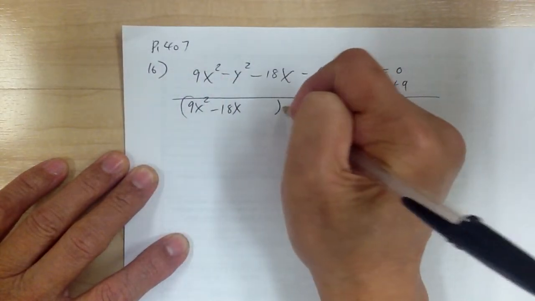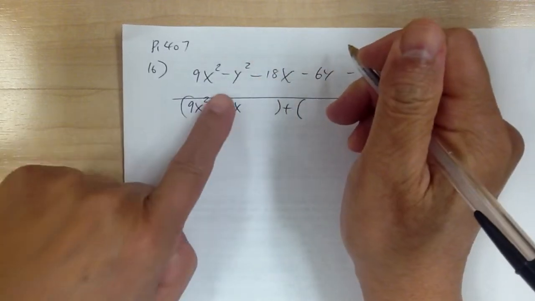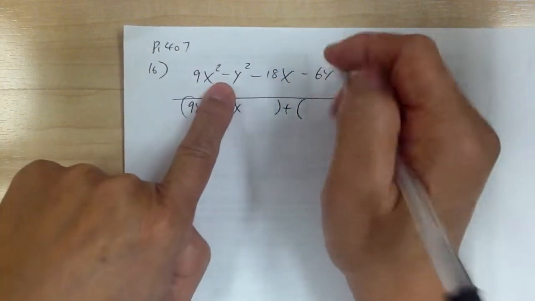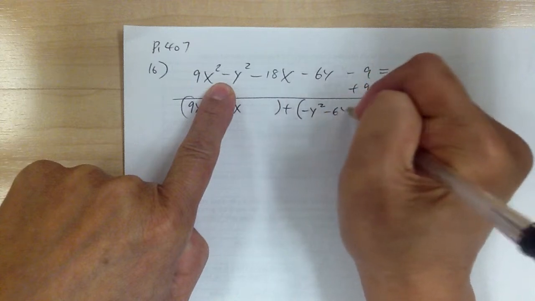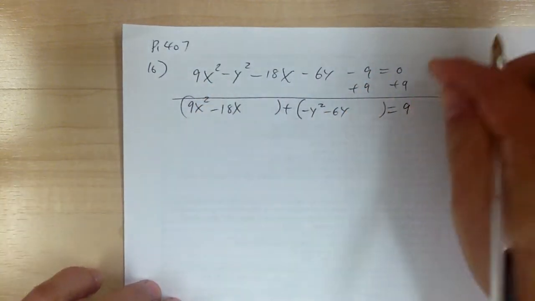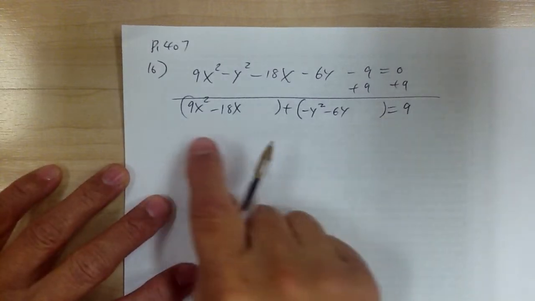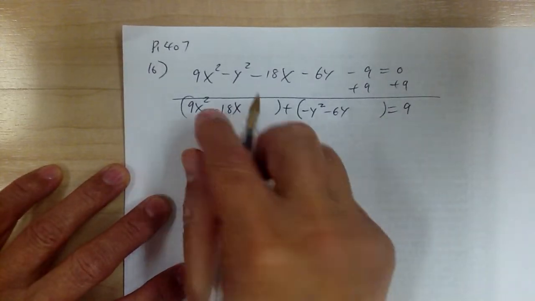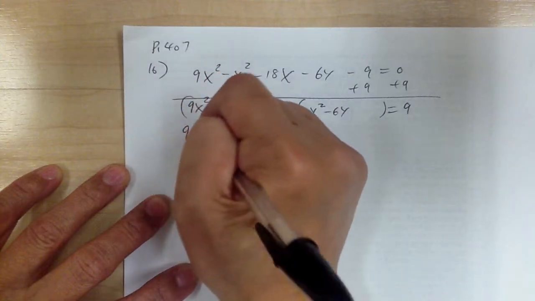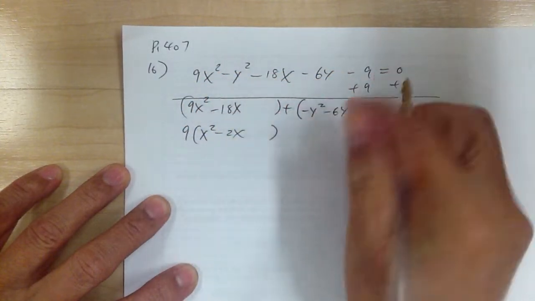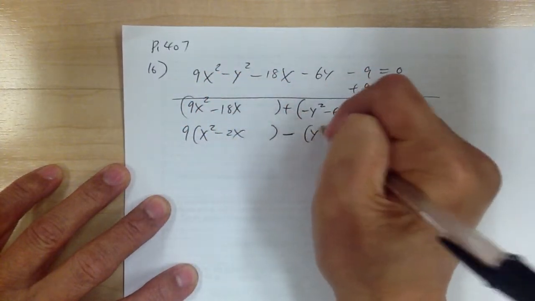Okay, so that's for the x and the y. Again, you always put a plus between the groups. Okay, so again, this is 9. So first get rid of the number. Next thing you need to do is factor whatever you can. So this one you can factor out the 9. This one you have to factor out the negative.